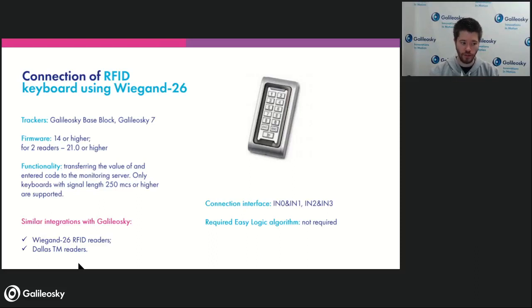Of course, similar integrations are VIN 26 RFID readers that we already had, and Dallas Touch Memory readers. The connection interface here are discrete analog inputs. For first it's input 0 and input 1, for second input 2 and input 3. Both are data 0 and data 1. And no algorithms are required in this case because it's just integration from firmware.